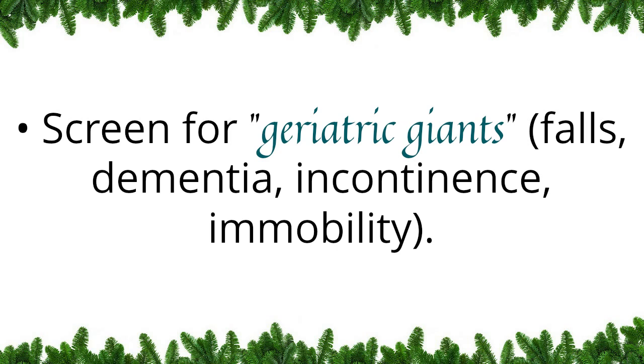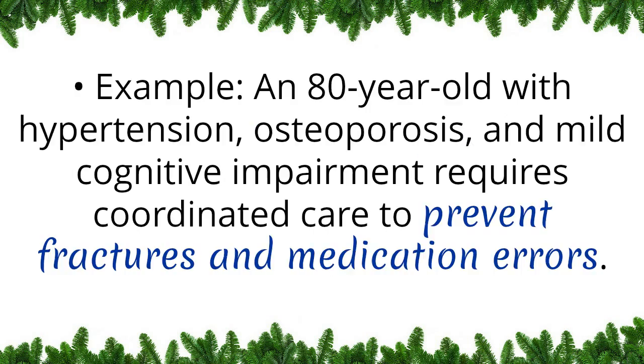So I can give an example: an 80-year-old with hypertension, osteoporosis, and mild cognitive impairment may require coordinated care in order to prevent fractures and medication error. The body might be big, but because of decreased liver and kidney function, they are still prone to adverse drug reactions.